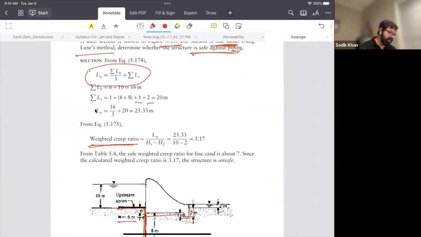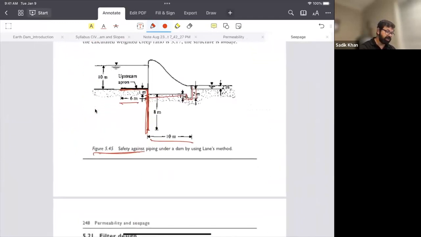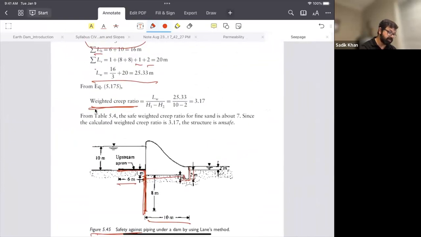So you know the LH and LV, so you calculate the LW. Once you calculate the LW, this is a very simple method. Divide by the head difference. Here you have 10 meters, here you have 2 meters, so 10 minus 2. And you have the LW, so you get the number 3.17. Once you have the number 3.17, you need to make the decision.